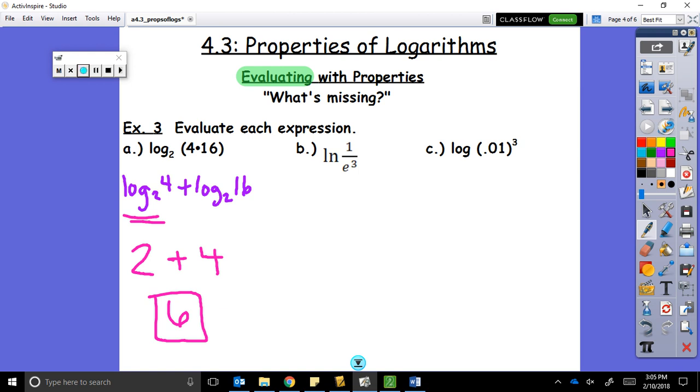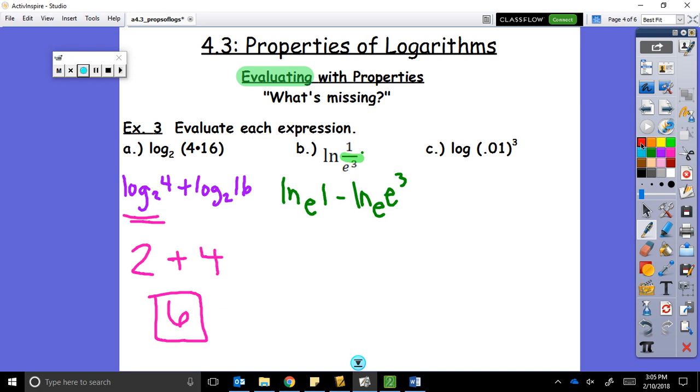Alright. Now let's look at this next one because this is a little bit interesting. Natural log is log base e of 1. And then remember that division signs turn into a minus natural log of e to the 3rd. Okay, now we got to do a little bit of remembering about our properties.